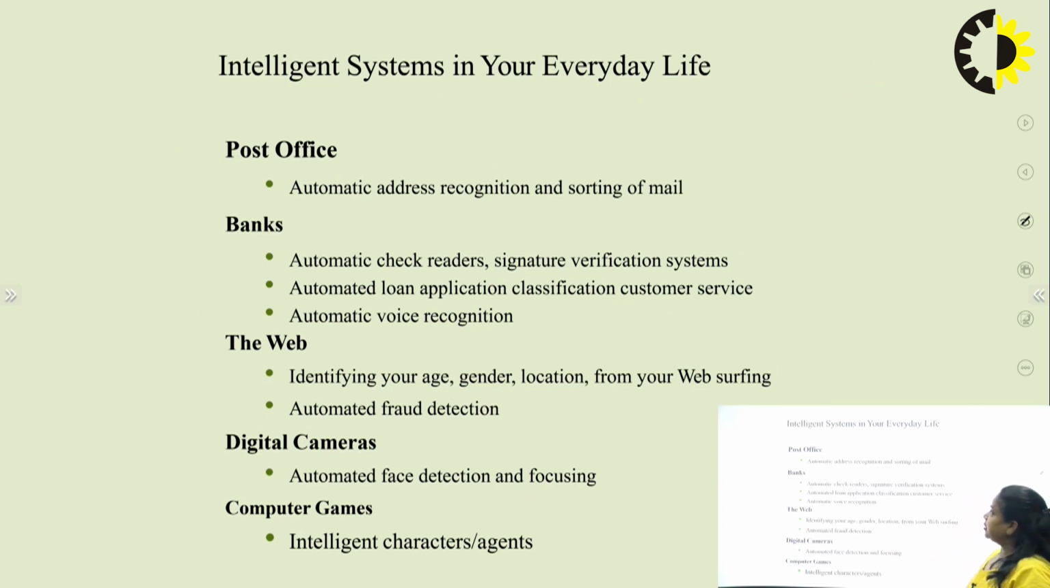Now, if I'm talking about intelligent systems in our day-to-day life, suppose we have post offices. Through the post office, you can have automatic address recognition systems that can easily sort mail. We already have banking transactions, where they have automatic check readers and signature verification systems. They also handle customer services in the form of loan applications, easily generating loan application classification, and they can automatically do voice recognition.